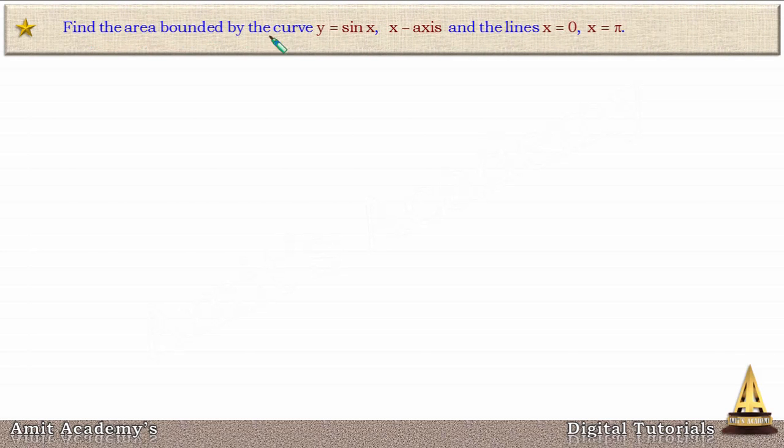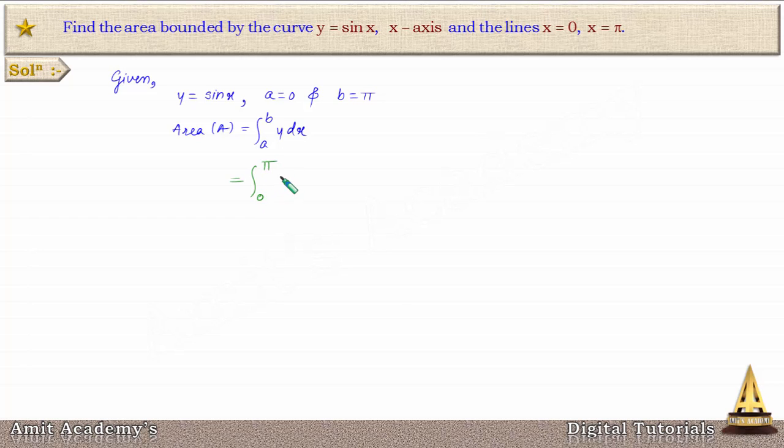Find the area bounded by the curve y is equal to sine x, x axis and the lines x is equal to 0, x is equal to pi. In solution, given y is equal to sine x, the first value of x is a, so a is equal to 0, and the second value of x is b, so b is equal to pi. And the formula for area A is integration from A to B y dx. So is equal to integration from 0 to pi y is sine x dx.